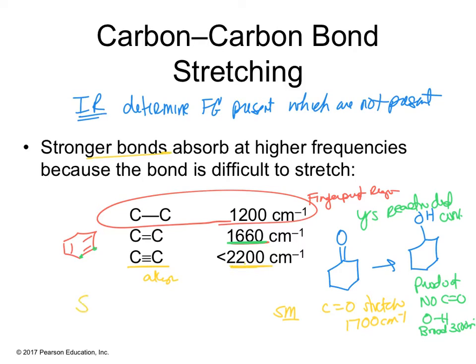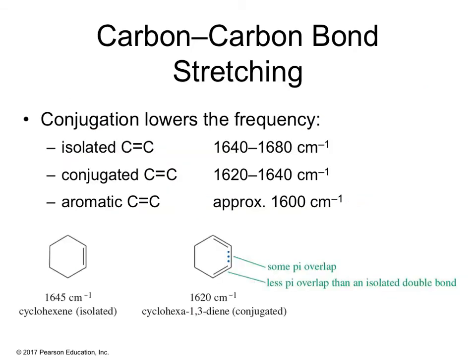Stronger bonds, short and strong, are going to show up at higher frequencies. And you're seeing that here. Carbon-carbon bond stretching. Okay, so if you have an isolated carbonyl, you have 1640 to 1680. If it's conjugated, it usually decreases about, what's the difference there, 25 to 30 reciprocal centimeters. So you decrease if you have conjugation.